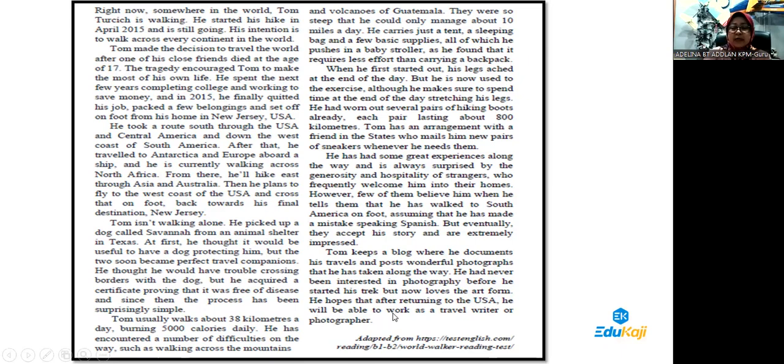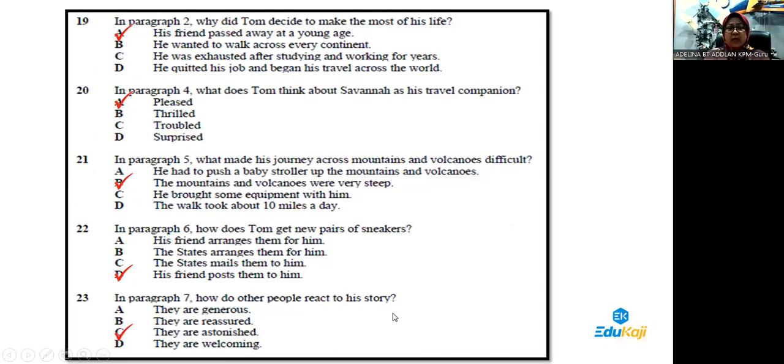Alright, let's look at the question. Now in paragraph 2, why did Tom decide to make the most of his life? You can see that sometimes in comprehension questions, you can just jump straight from paragraph 1 to paragraph 2. They don't ask any question from paragraph 1, straight away they go to paragraph 2. That is normal. So don't expect that every time you do comprehension questions, questions will come from paragraph 1, then 2, then 3. No, it's not that. I said variety, a lot of variety.